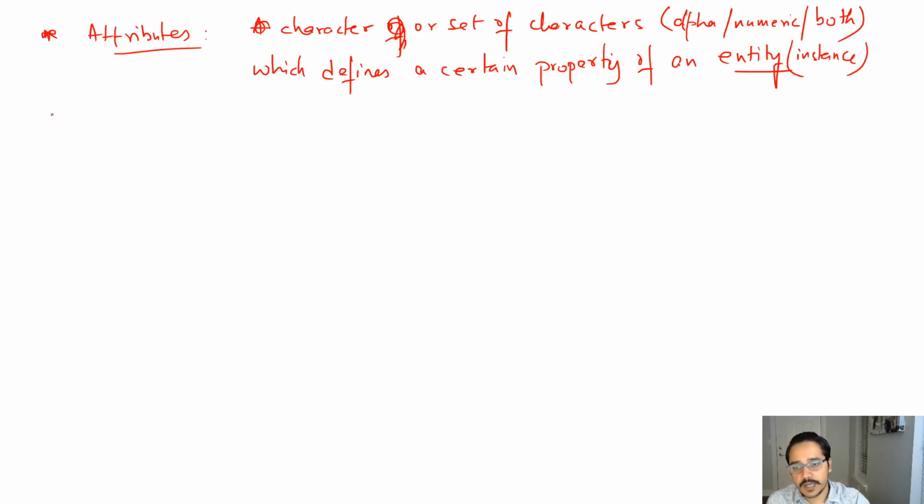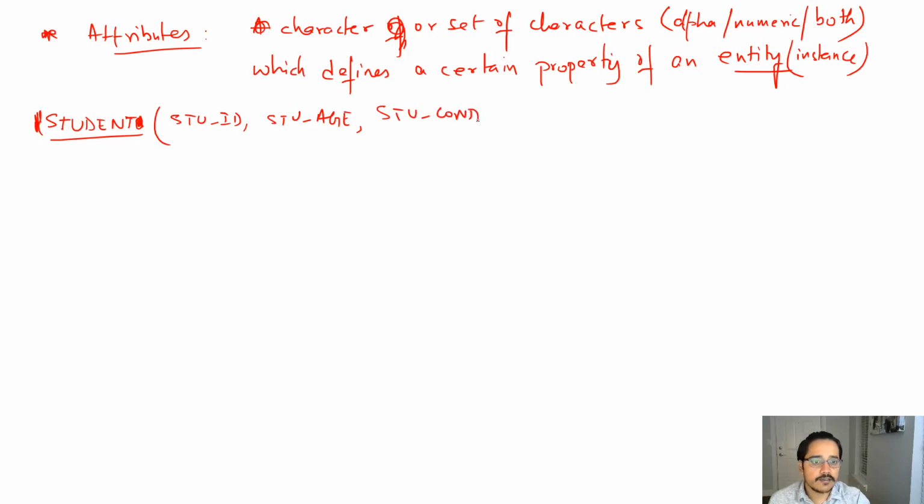So that means if you have students as your entity, then what are the different fields or different attributes that define this entity student? You can basically have student ID, student age, student contact, student name, and so on and so forth. And you can add even more attributes to it.